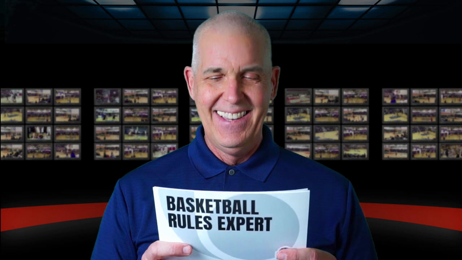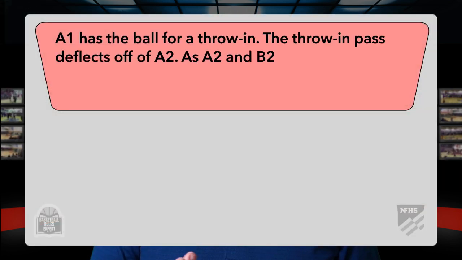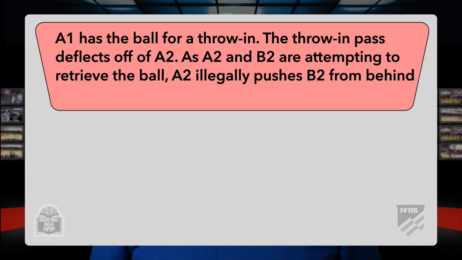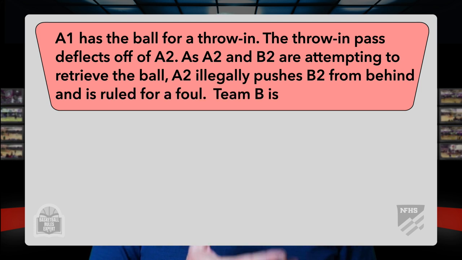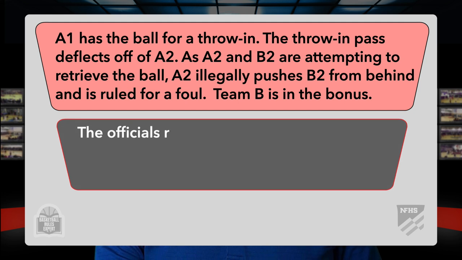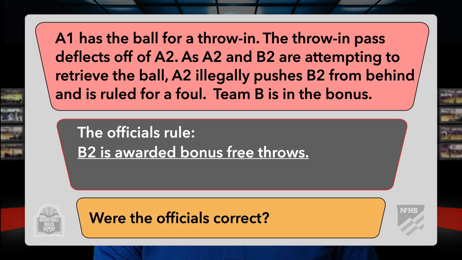All right, let's get started with our very first play scenario. A1 has the ball for a throw-in. The throw-in pass deflects off of A2. As A2 and B2 are attempting to retrieve the ball, A2 illegally pushes B2 from behind and is ruled for a foul. Team B is in the bonus. The officials rule that B2 is awarded bonus free throws. Were the officials correct? Yes or no?